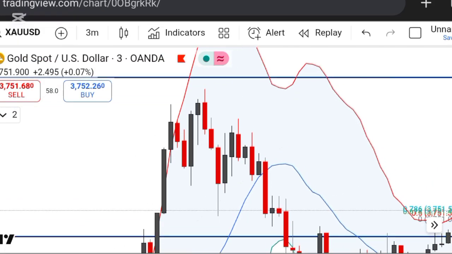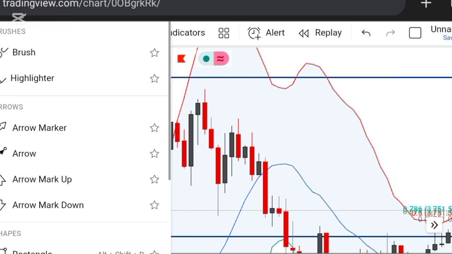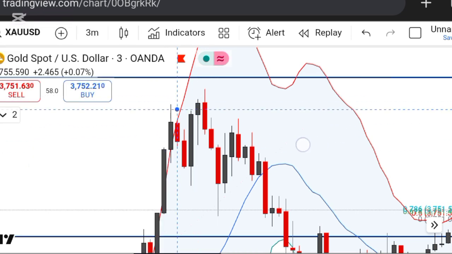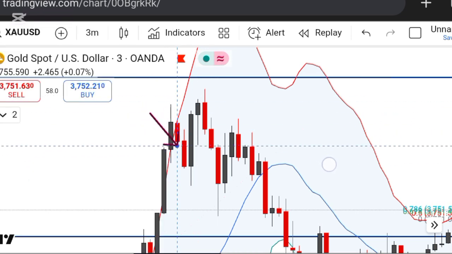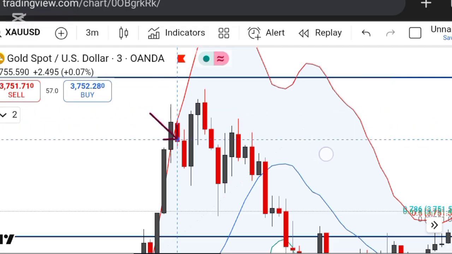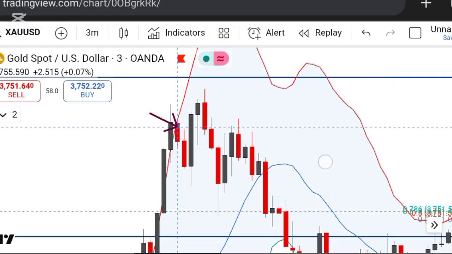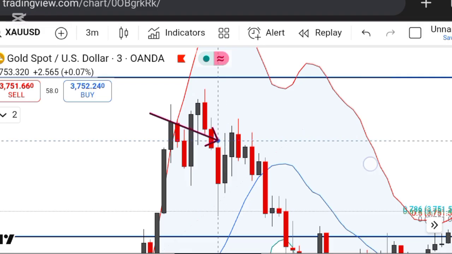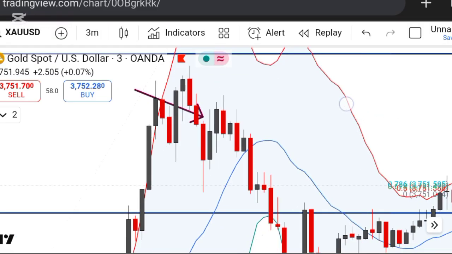Therefore, this market hits the upper band again right here and it closes bearish. If you were taking this trade, it will be a losing trade for you. So it's not 100%, but at least you will win some.